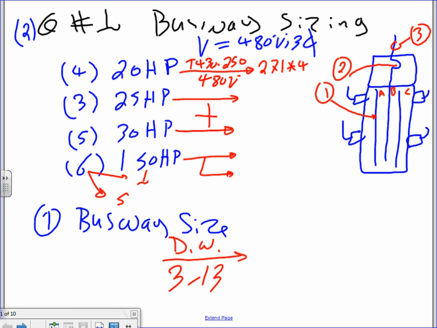No, 27. That doesn't sound right. Okay, so 27 times 4, at 480. Can you guys verify that one? Should be 27. Thank you. Oh, gosh, my handwriting. 27 times 4, right? What's the 27? That's the amp that you get from the NEC code book. What's the 4? There's 4 of them.